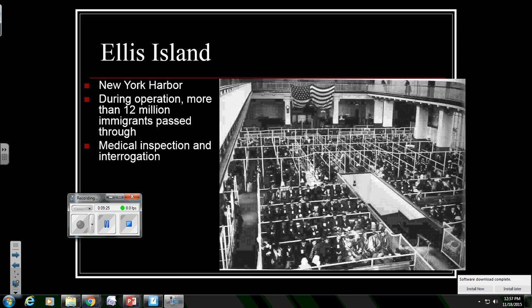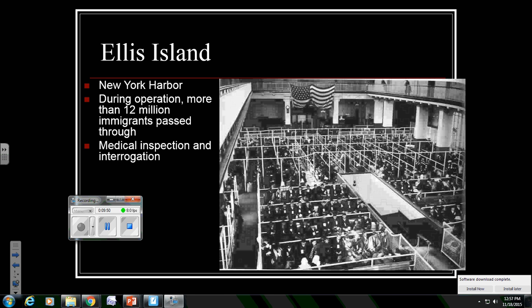Then, of course, you arrived at either Ellis or Angel Island in the day. Ellis Island was on the eastern side of the coast. This was in New York Harbor. During operation, more than 12 million immigrants passed through this site. And of course, then you go through interrogations and medical and mental inspections. And we will go through that.